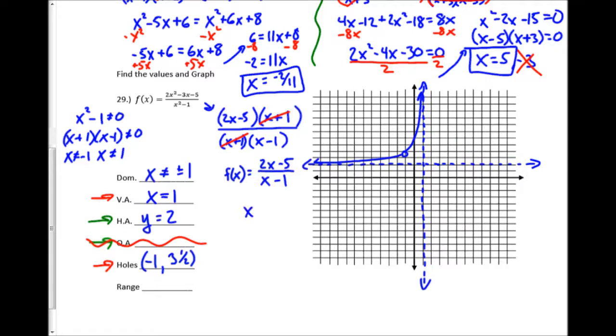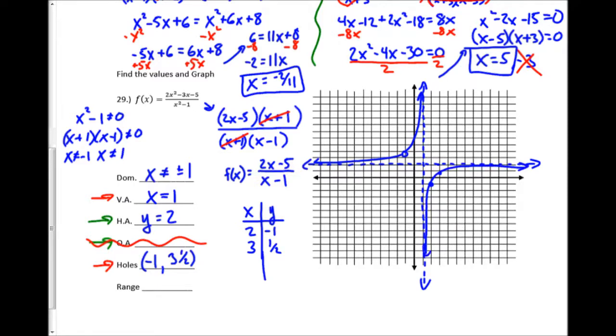I simply set up an XY chart and I pick a value or two from over there. Maybe I plug in something like a 2 or a 3. All right? When I plug a 2 in, that gives me a negative 1 over 1, which is negative 1. So I get the ordered pair 2, negative 1, which is right here. If I plug something like a 3 in, that gives me, let's see, a 1/2 it looks like. So 3, 1/2.